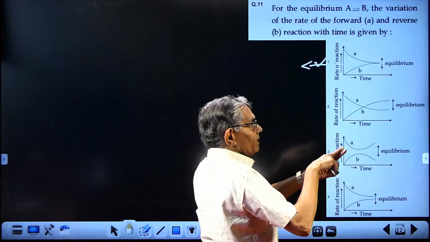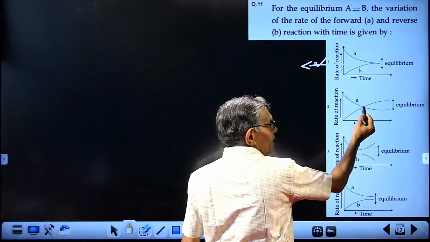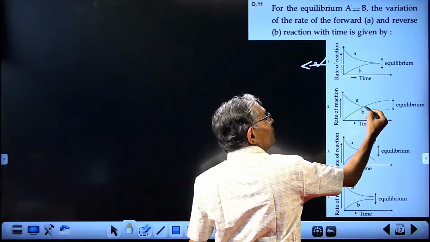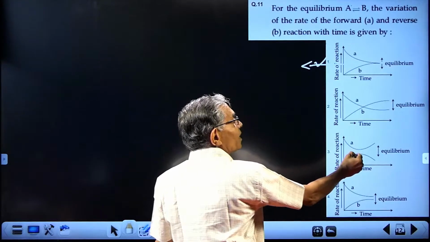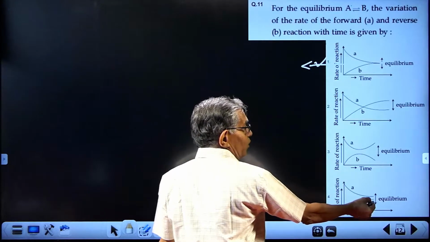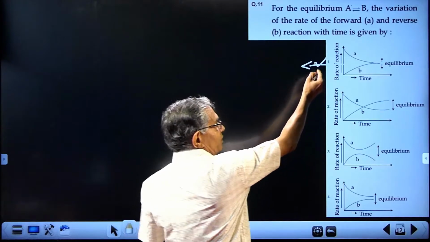The curves will meet. It will not be like this. Here the curves will meet, but beyond that, it will not go up and down. Here rates are not equal. Here also rates are not equal. So the only possible answer is 1.